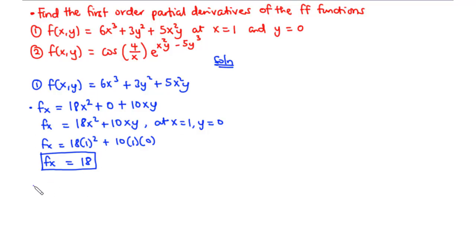Now let's find fy. So for fy, we differentiate this function with respect to y. 6x cubed is a constant, it goes to 0, plus we differentiate 3y squared, we have 6y, plus for this term we differentiate y, we have 1, and then 1 times 5x squared is still 5x squared. Therefore we have fy equal to 6y plus 5x squared at x equals 1 and y equals 0.